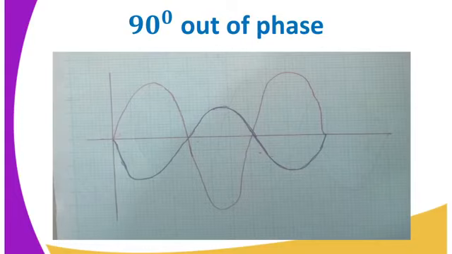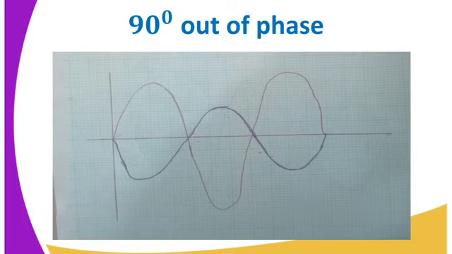Out of phase means that they are traveling in different directions. So looking at the wave motions, you can see that when the wave motion in red goes up, the one in blue goes down. That means the two waves are out of phase, but the wave in blue is 90 degrees out of phase.